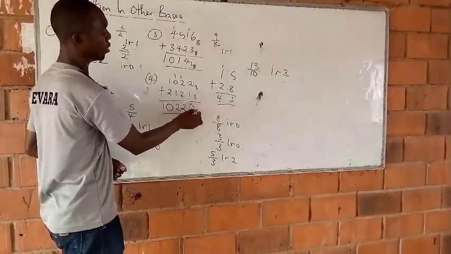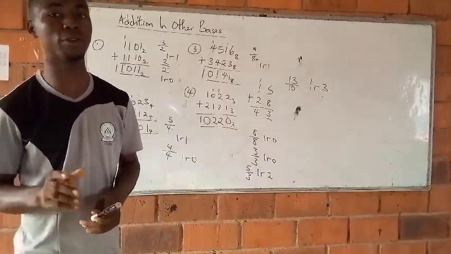So this is how to add numbers in other bases, different from base 10.